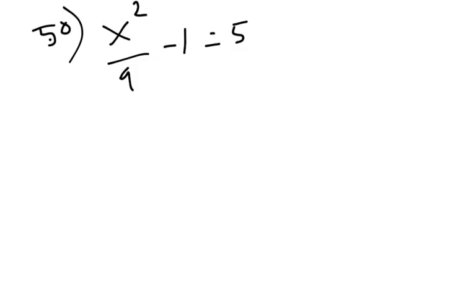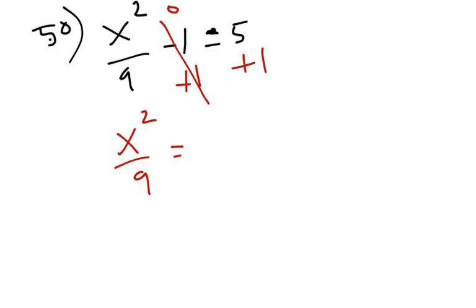I just said that so you think as a regular equation. So I have x squared over 9 minus 1 equals 5. To isolate the x squared, I need to add 1 on both sides of the equation. Remember, whatever you do on one side of the equation, you do on the other side. So I'm going to have x squared over 9, negative 1 plus 1 is 0. 5 plus 1 equals 6.